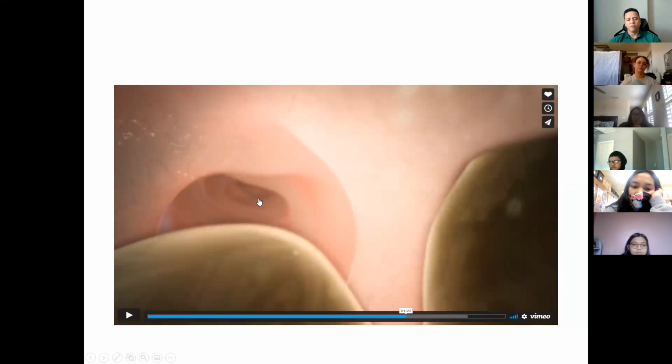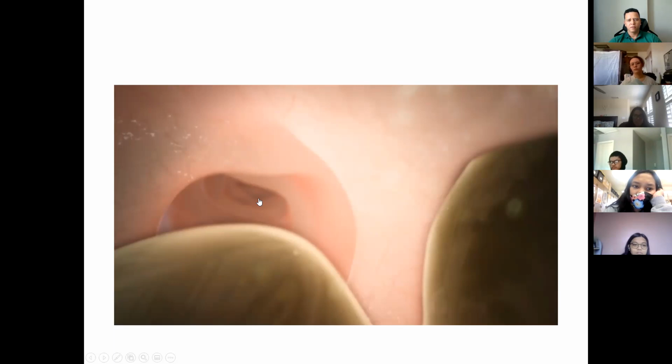Does anybody remember the name of that sphincter? Between the ileum and the cecum. That's the ileocecal sphincter or the ileocecal valve.